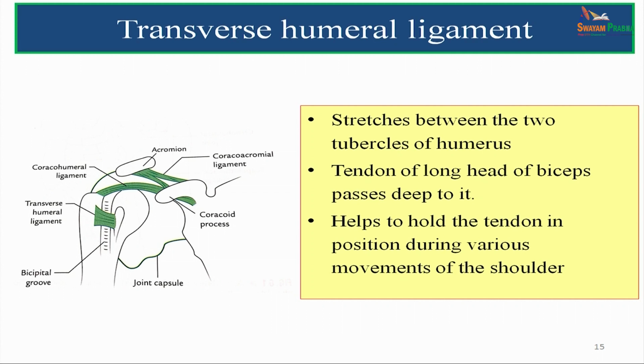Next we move on to the next ligament, transverse humeral ligament. So, transverse humeral ligament stretches between the 2 tubercles of the humerus. So, that is the greater tubercle and the lesser tubercle. So, stretching in between you have the transverse humeral ligament. It forms a nice, comfortable gap for the tendon of long head of biceps to pass deep to it. It helps to hold the tendon in position during the various movements of the shoulder joint.